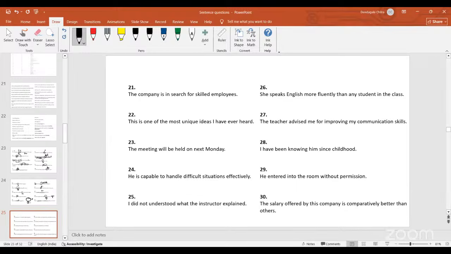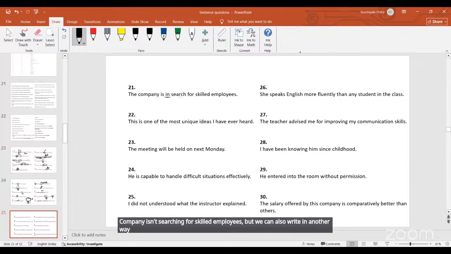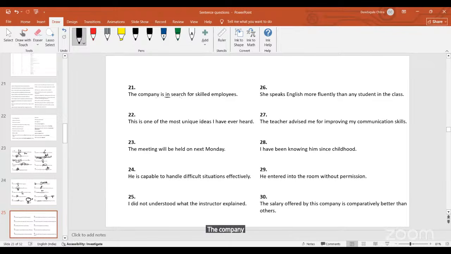Company is searching for skilled employees. Searching. Company is in searching. Is searching is correct, but in between, "in" is there. That is also right. Company is in searching for skilled employees, but we can also write in another way. The company is in search of skilled employees. Yes. Instead of for, we should keep of. Search of. Okay, search of skilled employees.